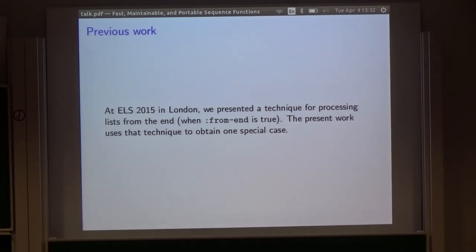One thing I'm not going to talk about today is how we handle the parameter from-end when it's true on lists. We did that in London in 2015, and that's part of this work, but I'm going to exclude that part because we already talked about it.